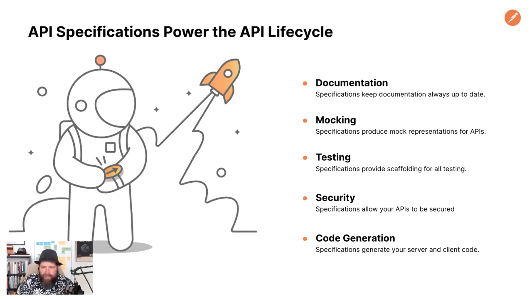So this is really an important look at why specifications matter. It's not just for documentation, it's for the whole life cycle. That one spec for an API can be used to generate docs, mocks, tests, secure that API, and then generate the code you're going to use to actually bring that API to life or put it to use in an integration or an application.